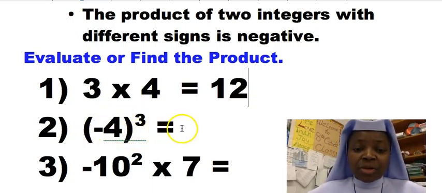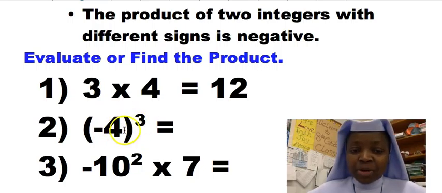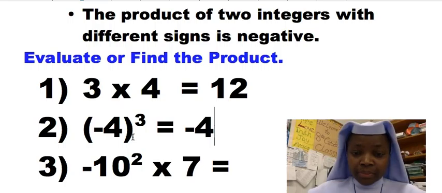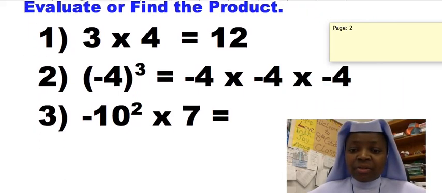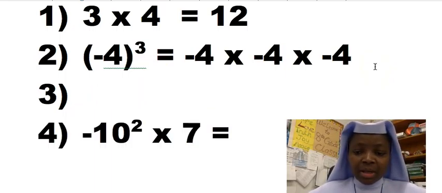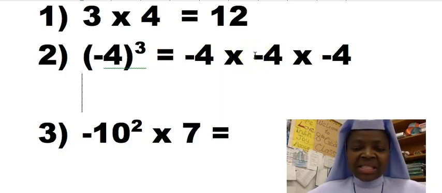How about negative 4 to the 3rd power? Remember, what do you remember about exponents? That negative 4 to the 3rd power would be negative 4 times negative 4 times negative 4. So it means multiplying negative 4 3 times. Now whenever we multiply integers, no matter if it's 5 integers, 10 integers, we have to go 2 at a time. Multiply 2 at a time and apply the rules.